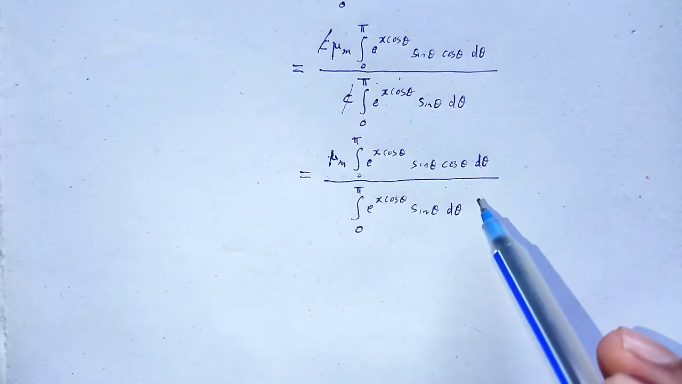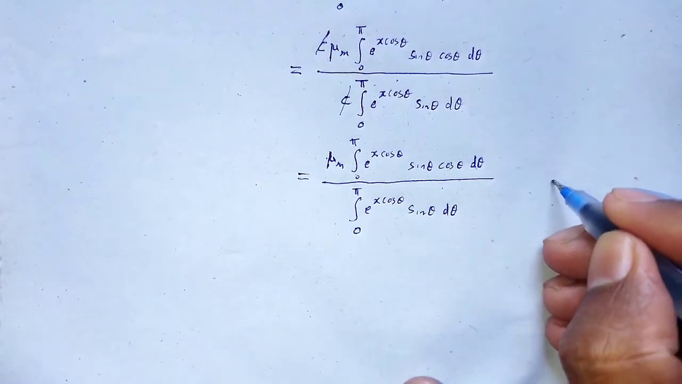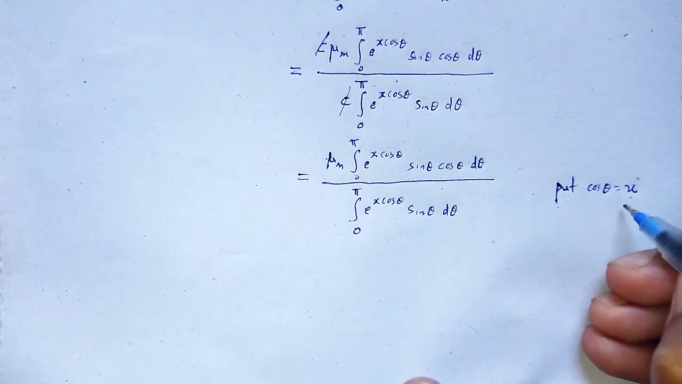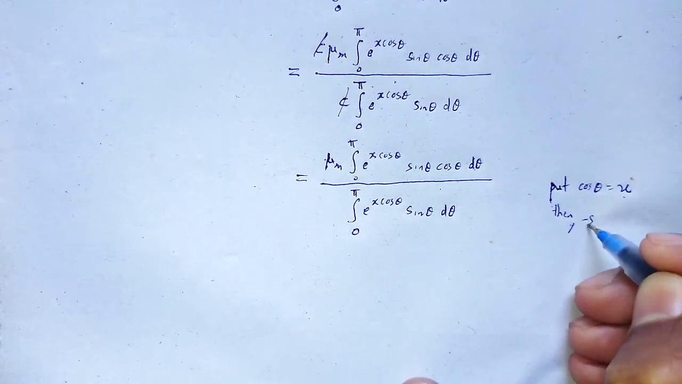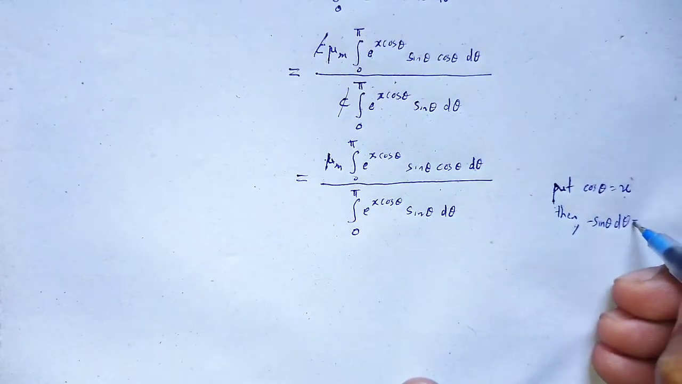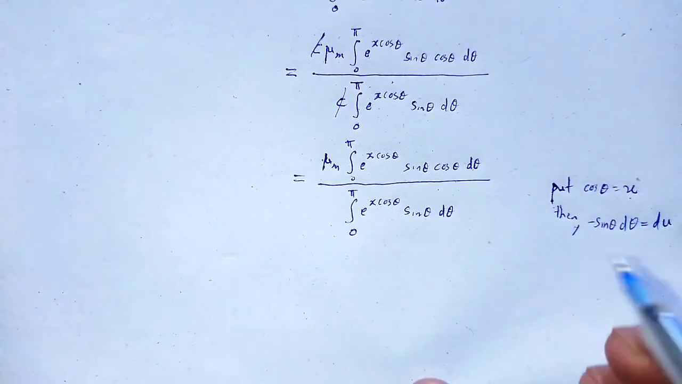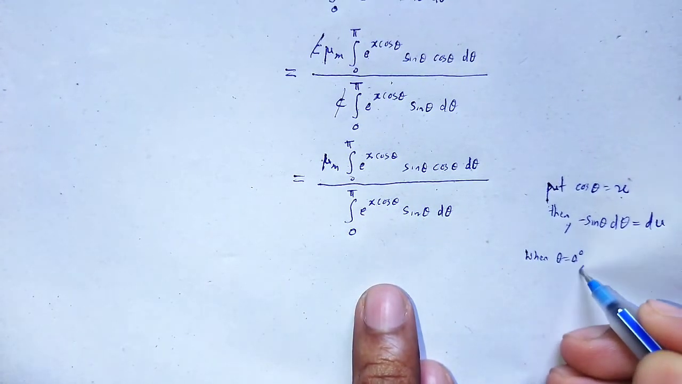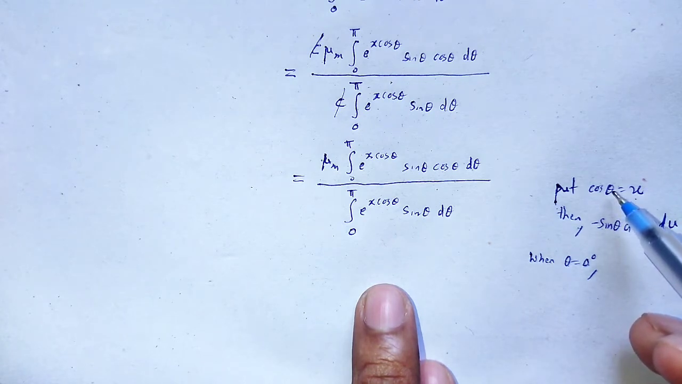To solve that kind of integration, we have to put cos theta equal to u. Then differentiating it, we have minus sin theta d theta equal to du, and the limits ultimately change. First, when theta is equal to 0 degree, u is equal to cos 0 degree, which is 1.